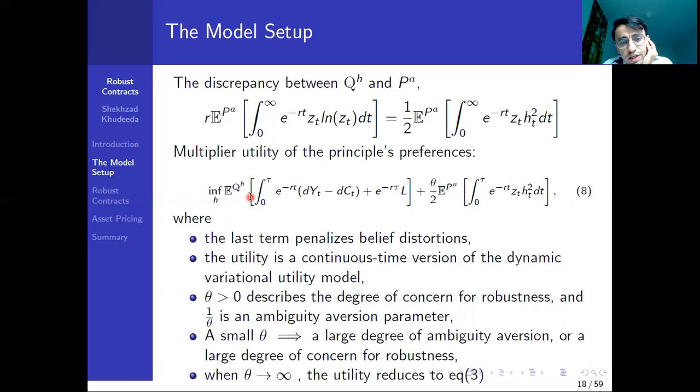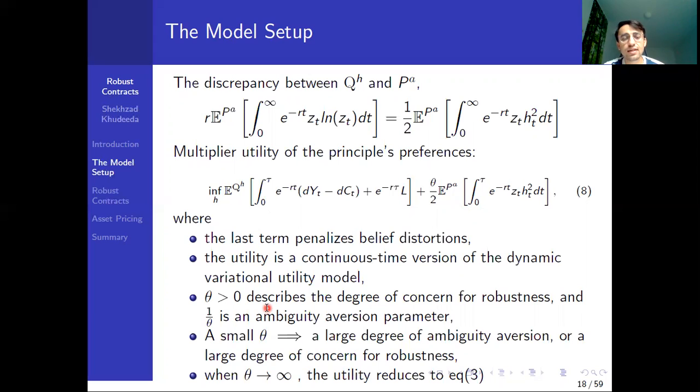It consists of the dynamic process, and this term is model uncertainty or model misspecification, or moreover penalizes the belief distortions. So the utility, it's rational utility actually. It's also called a continuous time version of the dynamic utility model.